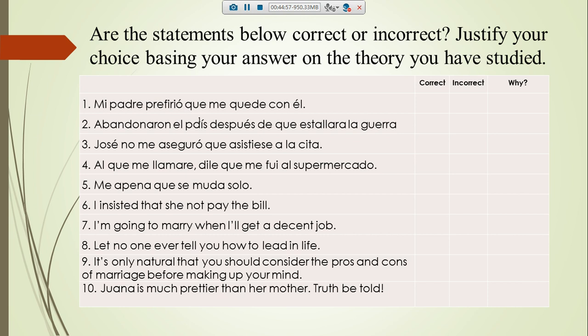Okay, I leave here an exercise for you to do and to solve for Friday in class. So, I hope you have read all the material we assigned. And after reading the material, you should listen to this presentation. And after that, you are in a position to decide whether these statements are correct, incorrect, and explain why.